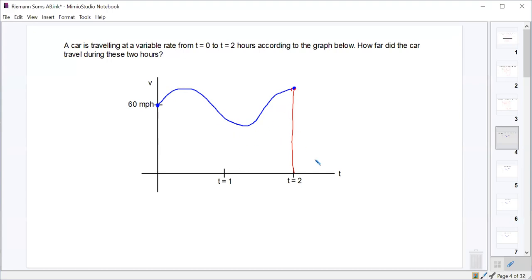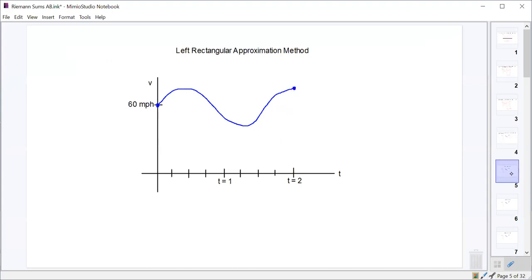So we can approximate this area by drawing little rectangles, and there's a couple different ways to do it. And one is called the left rectangular approximation method. And we're going to talk about all these different methods today. Today we're going to talk about how to approximate areas underneath curves, because it's a very important concept in calculus. So what we want to do as we're driving along for these 2 hours is, let's say every 15 minutes, check in with what our exact speed was.